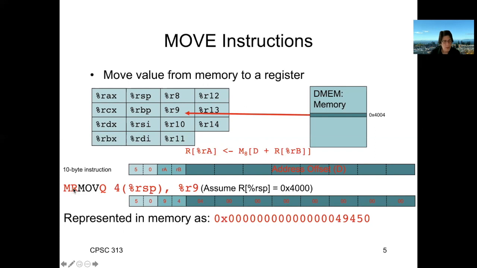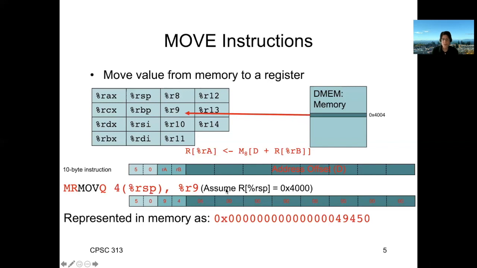So here's a memory to register move queue instruction. The register that we'll use for addressing is RSP, which is register 4. So you'll notice in the instruction, RB is register 4. And I'm going to add the constant 4 to whatever RSP contains, and that will be my memory address. And then I'm going to place it into R9. So you'll see that RA is 9 and RB is 4.